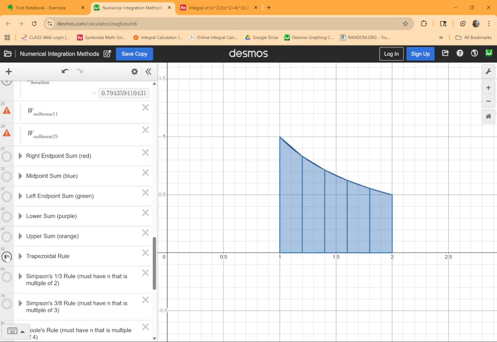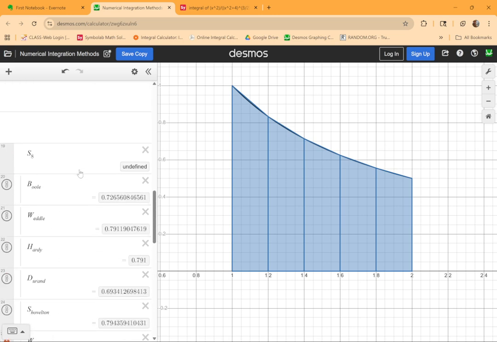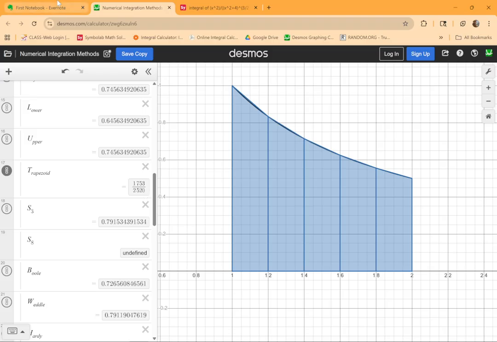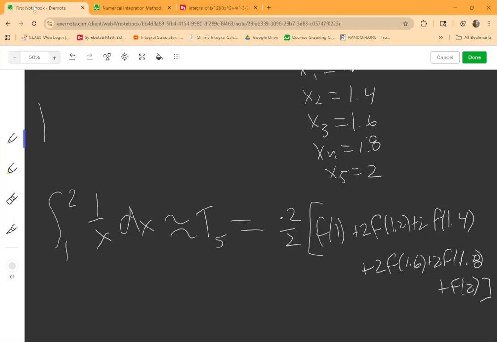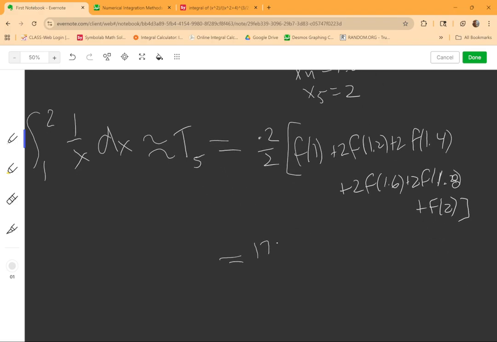All right, there we go. And we see this here. So that's what it looks like. And notice here you can't really see any white space that would signify error. So now we can right away see this will be a much better approximation doing it this way. And we can see the result here is 1753 over 2520, and then whatever the decimal approximation is to that.